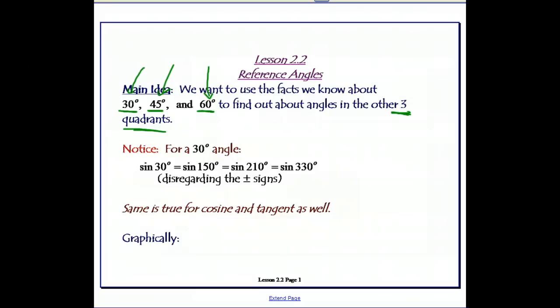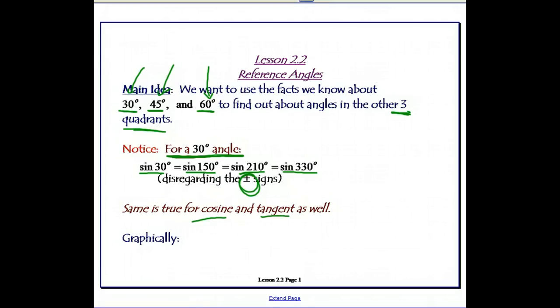And what you should have noticed on that discovery activity is that the sine of 30 was the same numerical value as the sine of 150, which was the same as the sine of 210, which was the same as the sine of 330. And again, we're disregarding the plus or minus signs. Guys, don't worry about the plus or minus signs. A smart trig class will give us those, but the numerical value of those four trig functions was the same. And that would also be true for the cosine, the tangent, and of course the reciprocal functions.